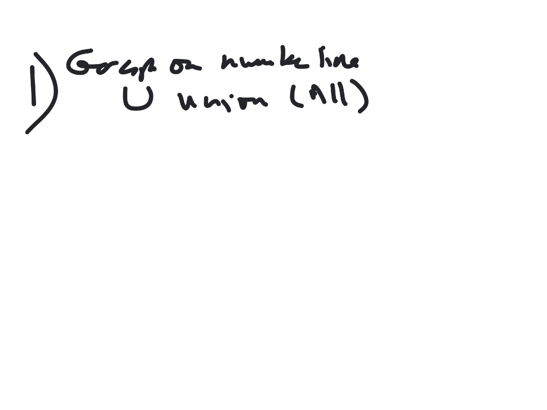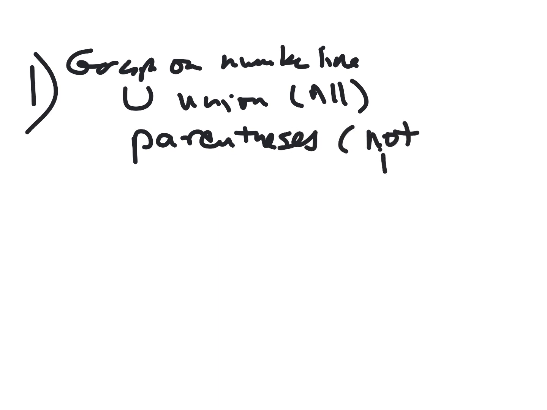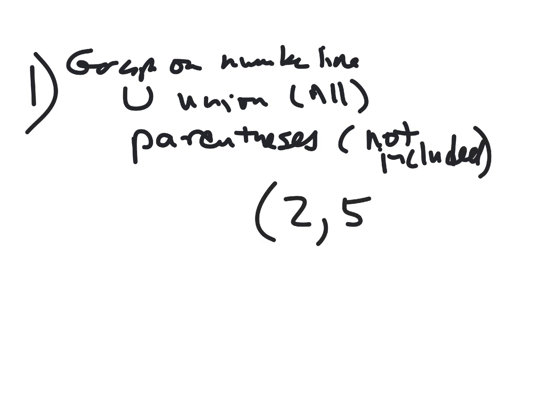what does number 2 have on it? The number 2 has a what on it? A parentheses, and what does that mean? Not included. So in other words, if you have like a 2, 5 where the 2 has a parentheses, a bracket means included. Union means all of them.